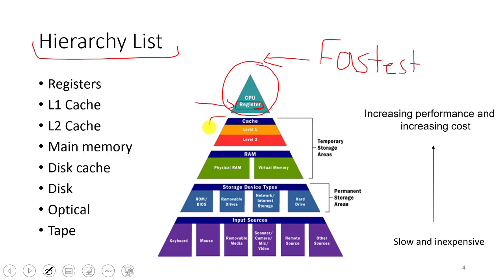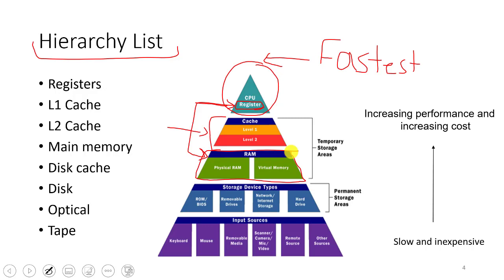Next, we have the cache memory. Cache memory sits between the registers and the RAM. So this is our cache memory. Cache memory is faster than RAM, slower than registers. Then we have the RAM, which is random access memory, which is our main memory. We call the RAM main memory.